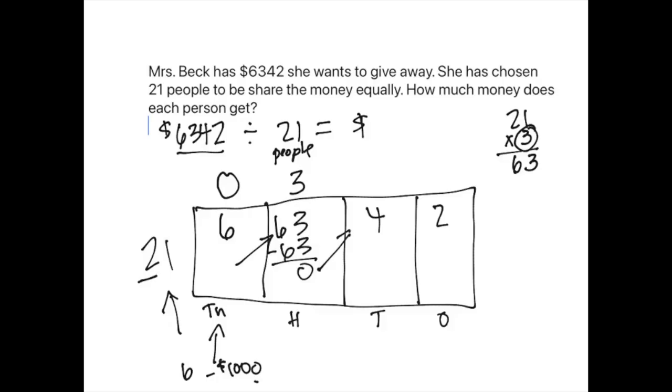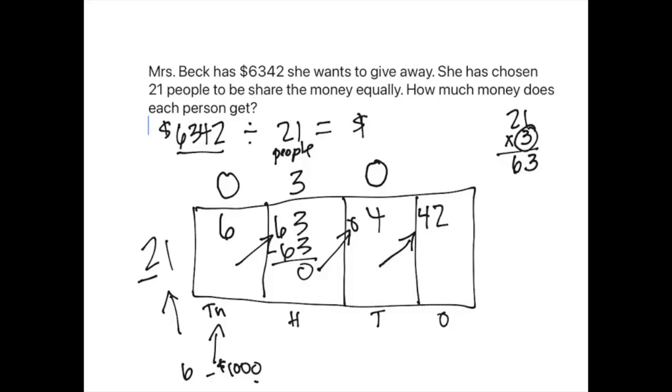So now I'm going to bring that 0 over here, because then I know that she has 0 $100 bills left, and now she has 4 $10 bills. Well, she cannot divide up 4 $10 bills in between 21 people. So she's going to put a 0 here, and she's going to go to the bank, and she's going to exchange those 4 $10 bills into 42 $1 bills. So now she has to figure out how many goes to each person.